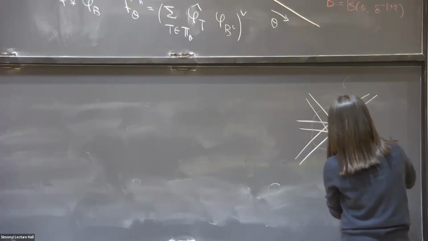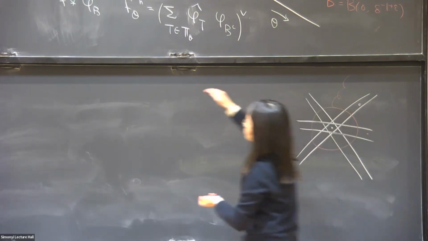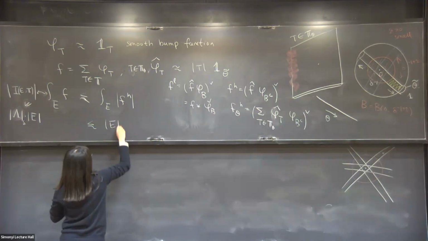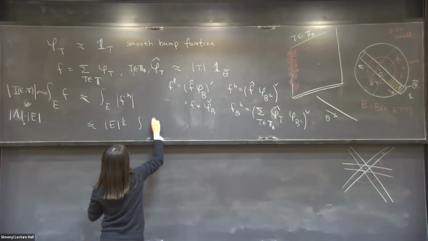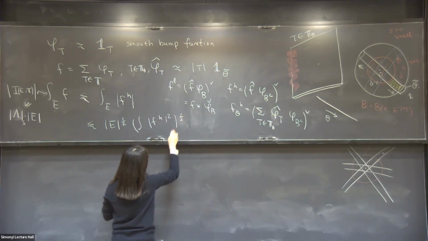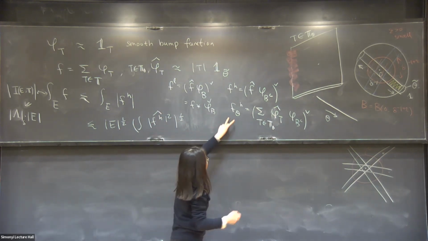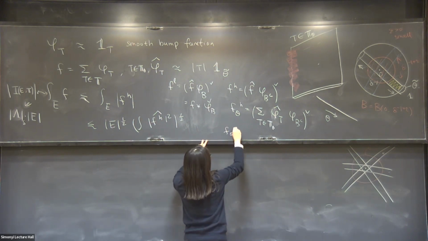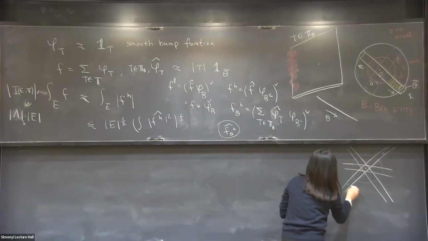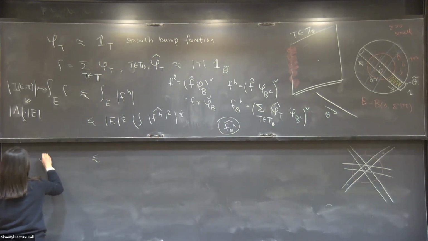And outside, because the tubes are pointing in different directions, their overlapping is very small. So this is less than the volume of B to the 1/2. And this is by Cauchy-Schwarz. And then by Plancherel, we can take the Fourier transform. And since the supports of the Fourier transforms of those functions are disjoint because they are outside, we have disjointness.